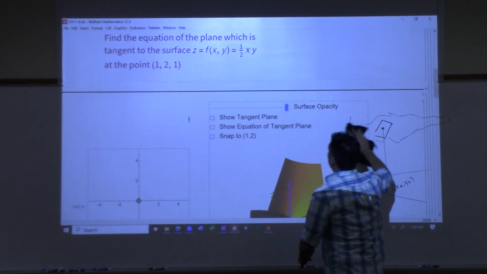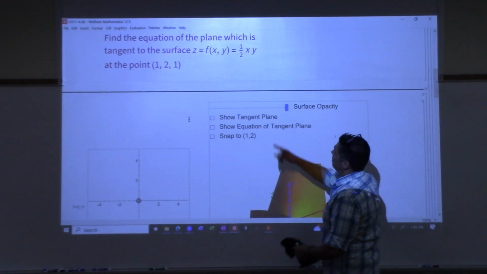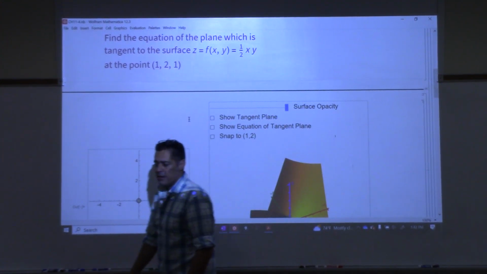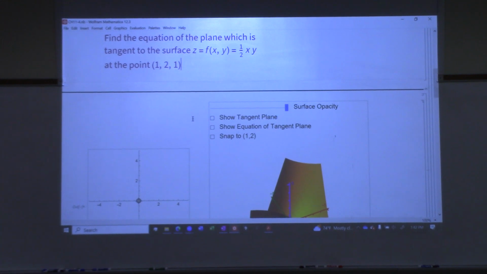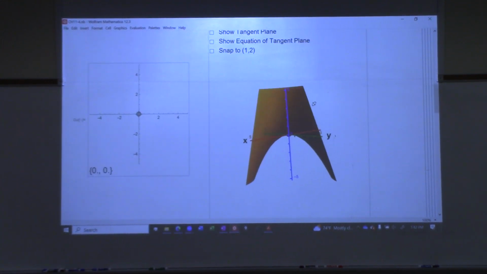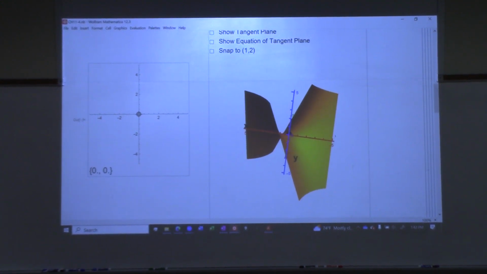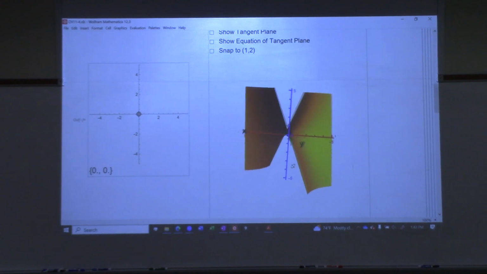So I have this surface, this function of two variables, f of x y equals 1/2 x y. Let's take a look at the graph of this thing. That's the graph of that surface. We call this a saddle, or saddle point, right there in the middle. We'll talk about that later. Okay, we got this surface.